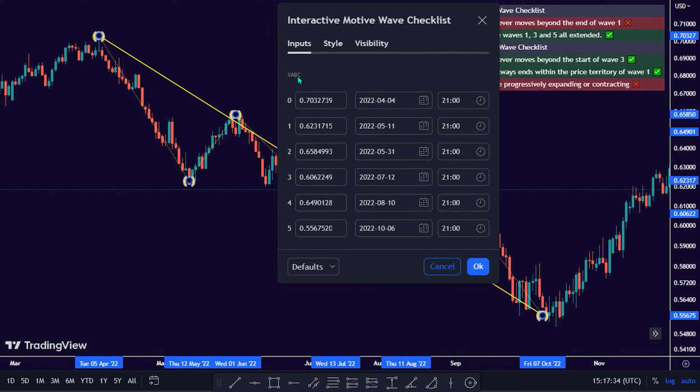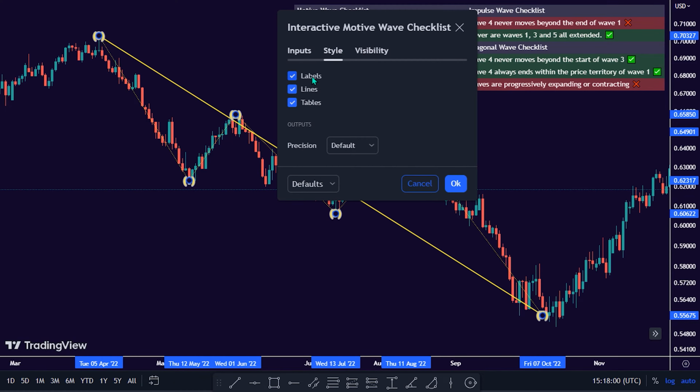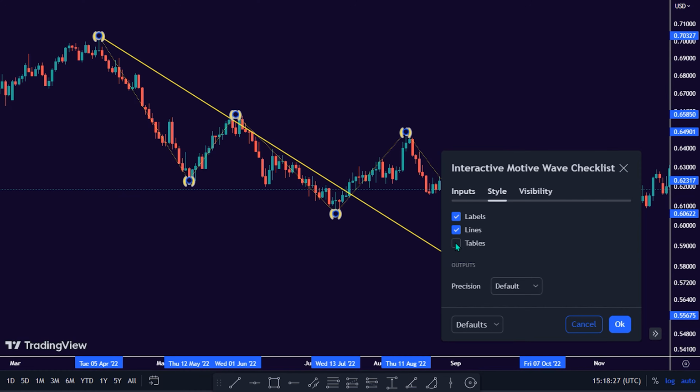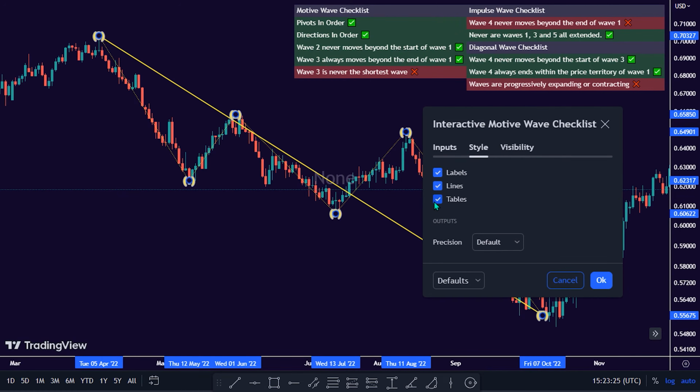Under the input settings, there are the XABC waves. The wave counts from 0 to 5. Each wave will pinpoint its corresponding price value on the price chart. Under the style, there is the labels. The labels will plot figures starting from 1 to 5. There is the lines. The lines will plot the wavelengths on the price chart. Next is the tables. This will show the signal information on the Interactive Motive Wave Checklist indicator. You can't use this indicator without having the tables box checked.